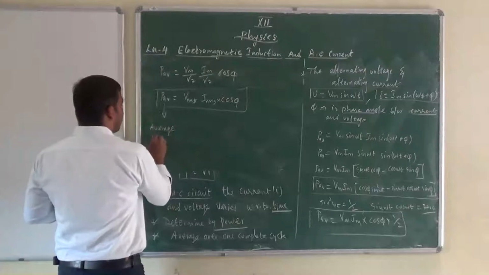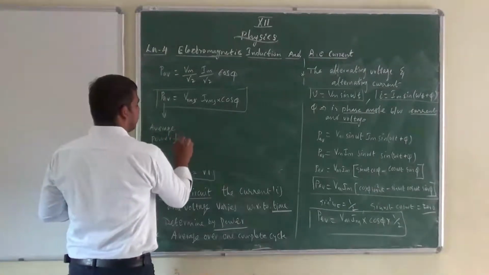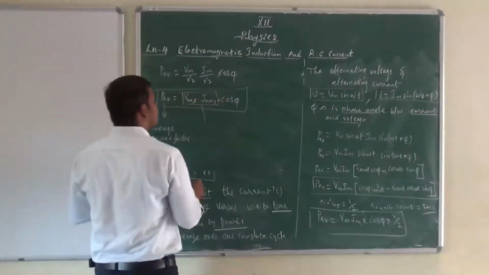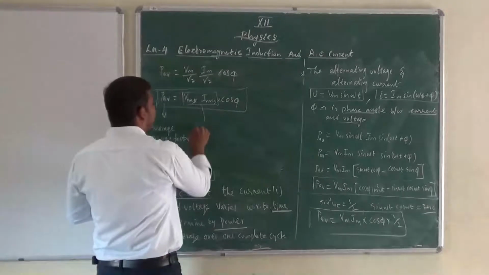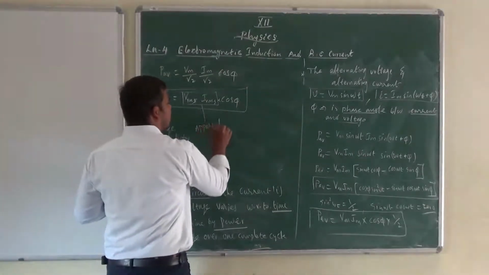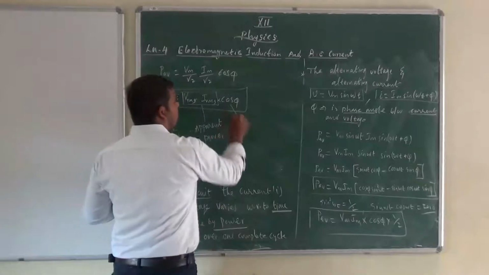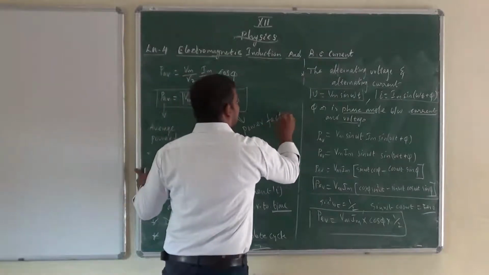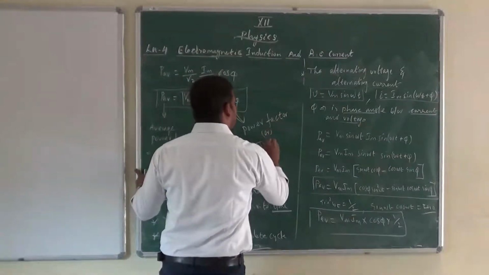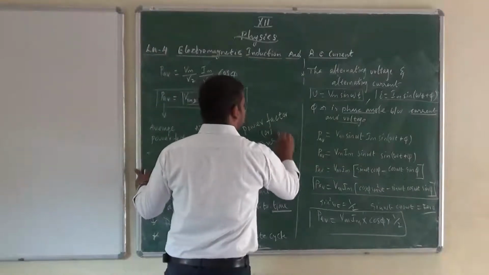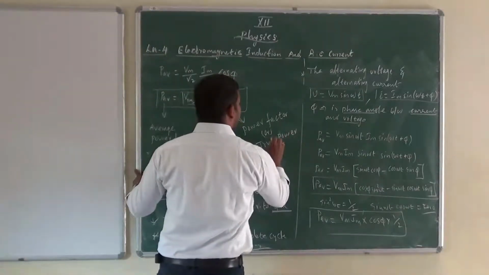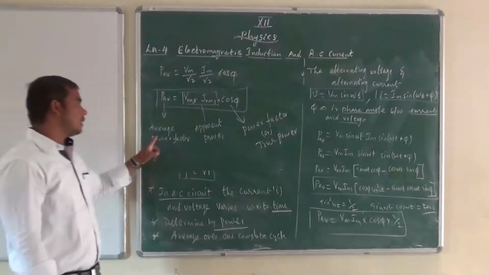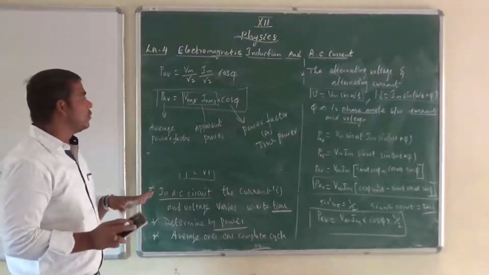Average power factor. This term, IRMS and VRMS, is nothing but apparent power. What does apparent power mean? Power factor is an important factor, also known as true power. True power is also known as power factor. So power in an AC circuit can be determined.